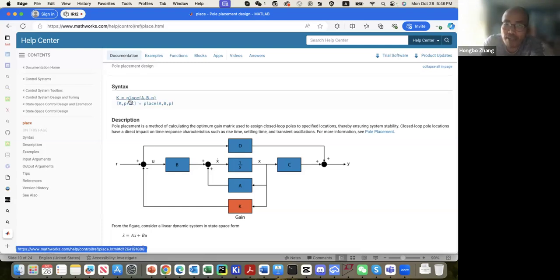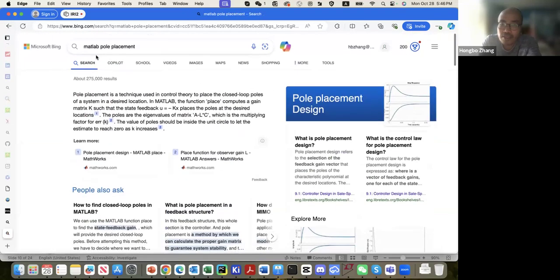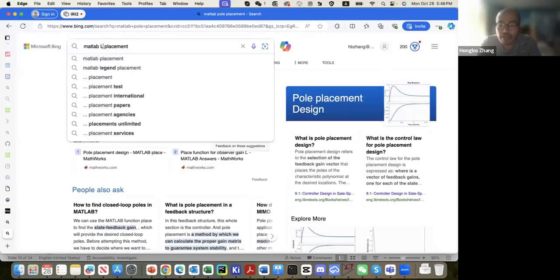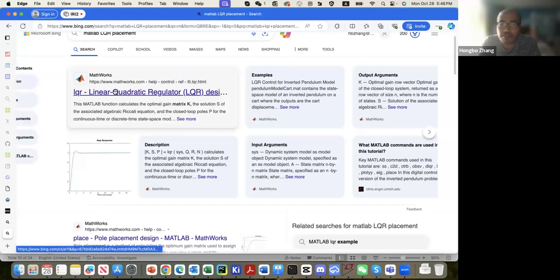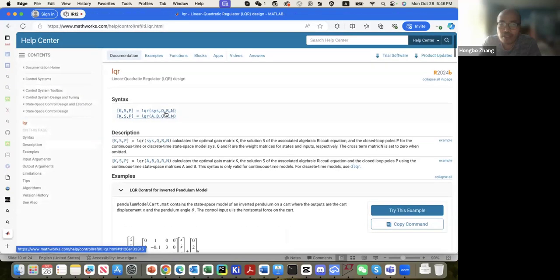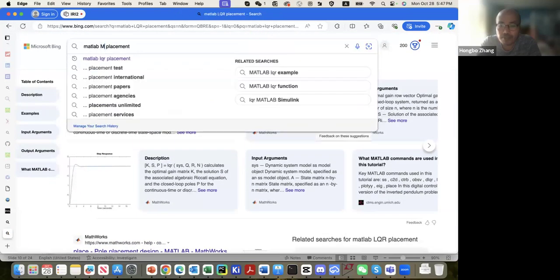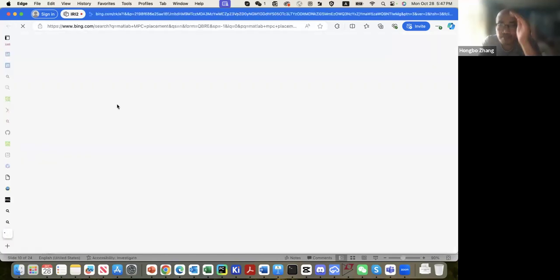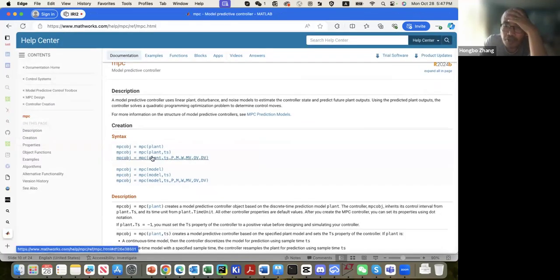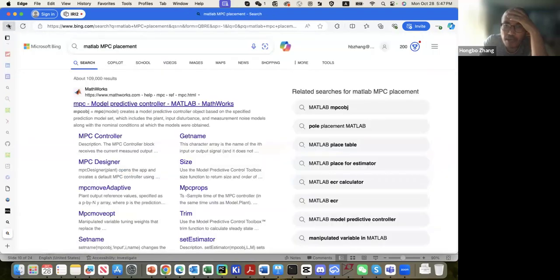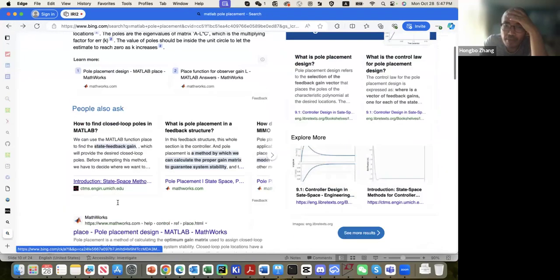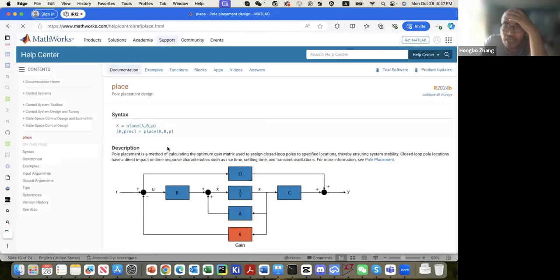Remember in MATLAB, LQR, right? Look here. So MATLAB LQR, actually this stuff in MATLAB is very easy. See, Q and R, we talked about in class. MPC, also one command. MPC here, we also talked about in class, okay? So everything is one command in MATLAB. So in MATLAB here, the place command takes A and B and P, where P is your desired poles, okay?